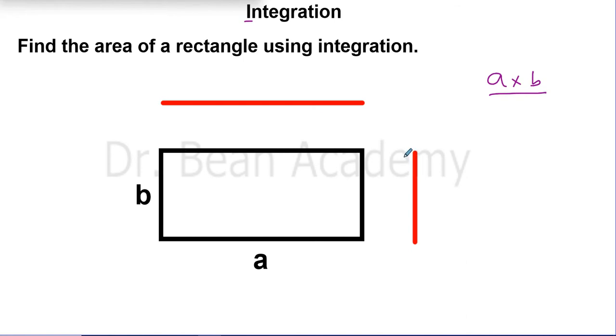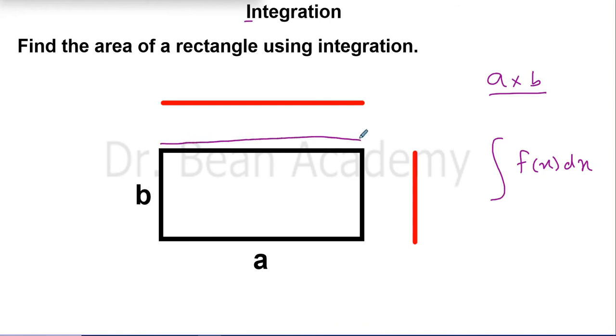But I want to use integration, because in this exercise you will see that integration is not always the choice sometimes. This is not a right question in fact, because you cannot ask someone to find the area of a rectangle using integration. Why? Because for integration, at least you are supposed to give me the function of the upper curve, whatever it is. I mean, at least give me the equation of this upper line.